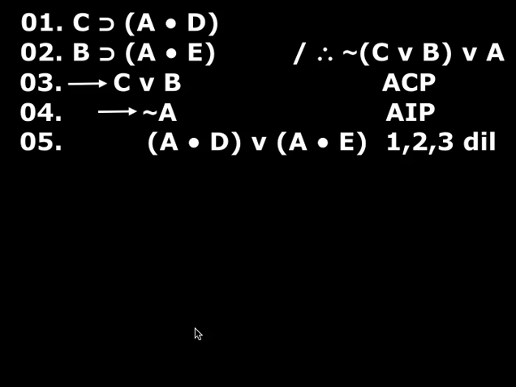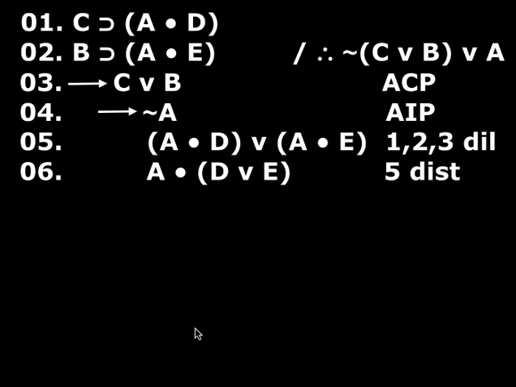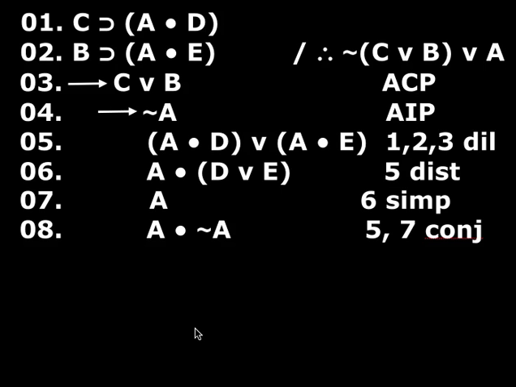I'm still going to use dilemma on 1, 2, and 3. Why not? Do distribution, simplify the A off, and there's my contradiction. I've got A and not A. So I can conjoin those two, A and not A. That's my contradiction. I'm going to close my indirect proof.